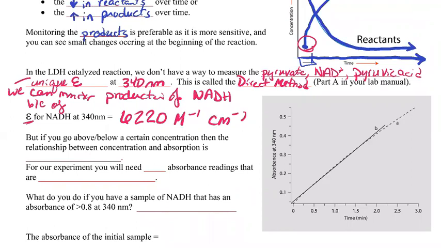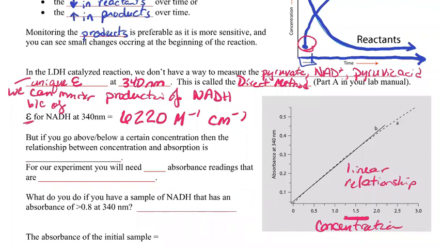cm minus 1. Okay. So this relationship between absorbance and, this is not supposed to be time, this is actually supposed to be concentration. So as your concentration goes up, your absorbance goes up. And what we can see is as we increase that concentration, our absorbance goes up. So we have a linear relationship.